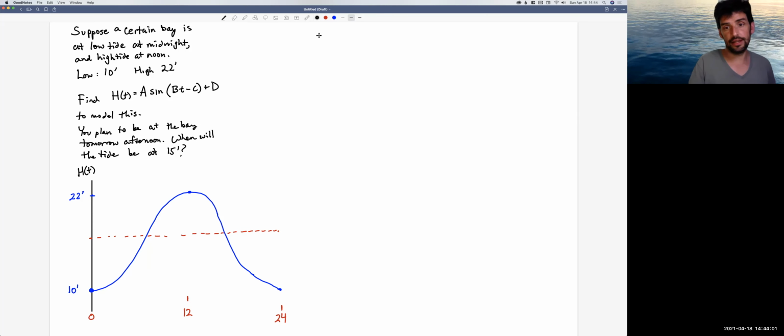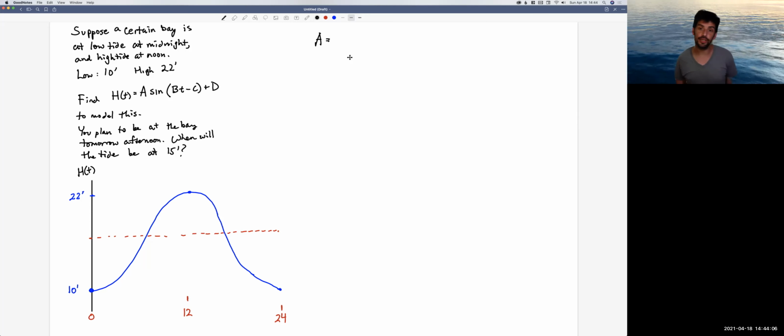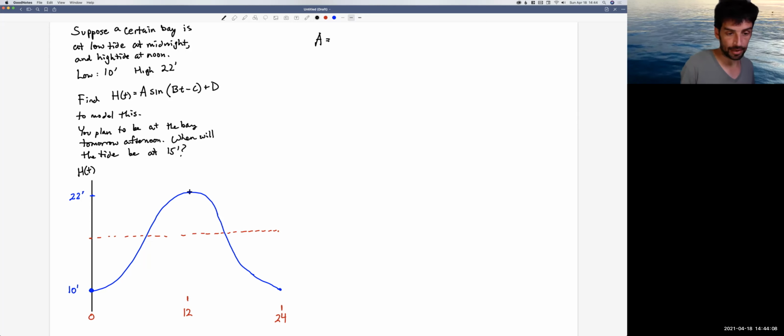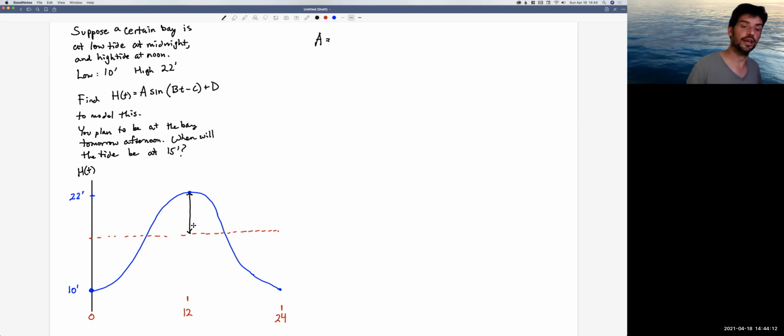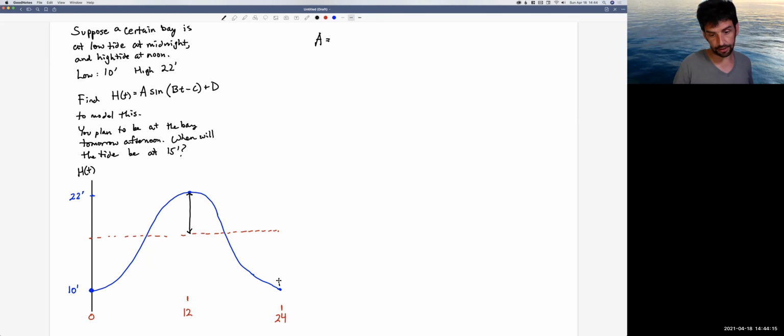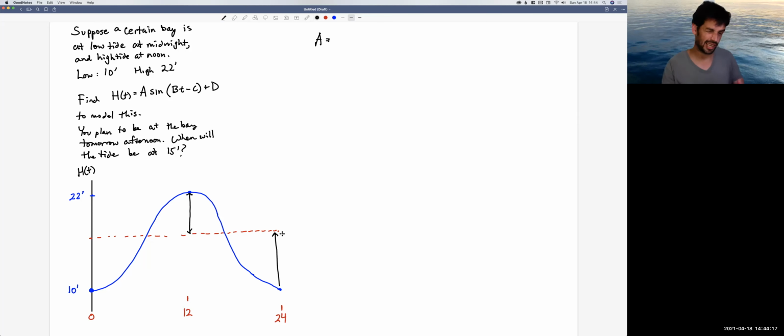We know A, the amplitude. There's a couple different ways we think about this. We can think about it as the distance from the maximum to the midline or the distance from the minimum to the midline. Those should be the same.